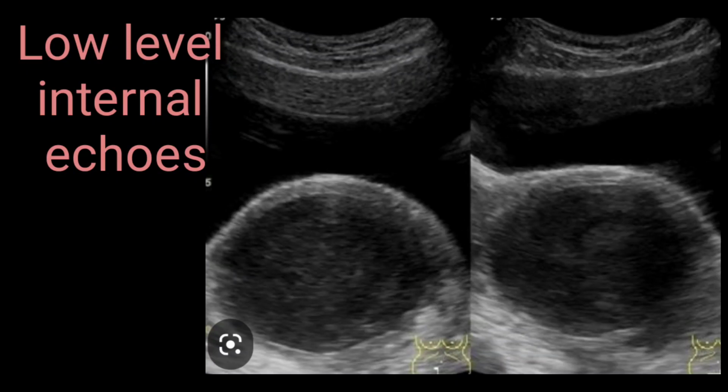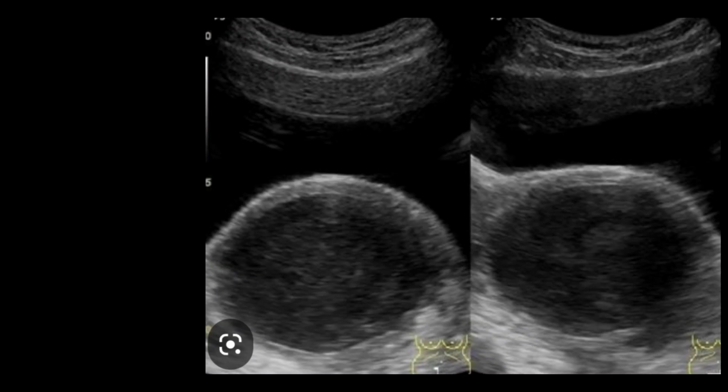On scanning, on this image you can appreciate a well-defined cystic lesion. So the diagnosis was made as a right-sided adnexal complex cyst with low level internal echoes, suggestive of a hemorrhagic cyst. So always look for the history, give its measurement in the report, and ask the patient for follow-up within 6 to 8 weeks.